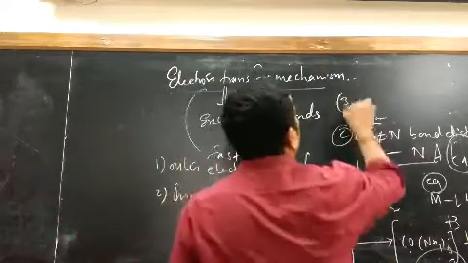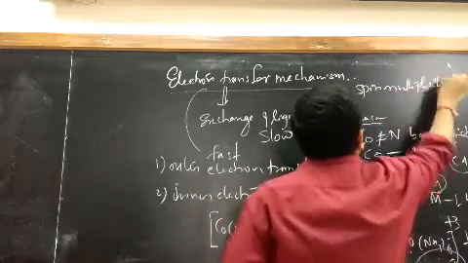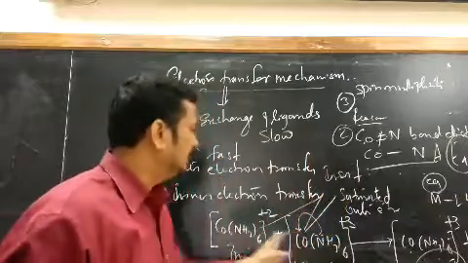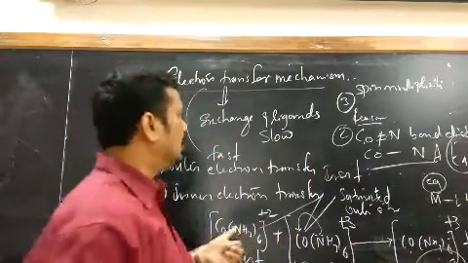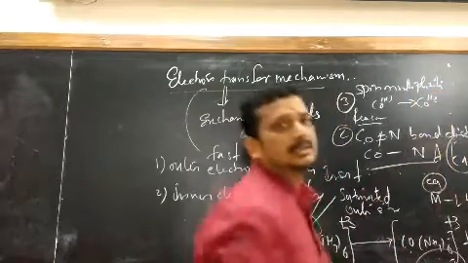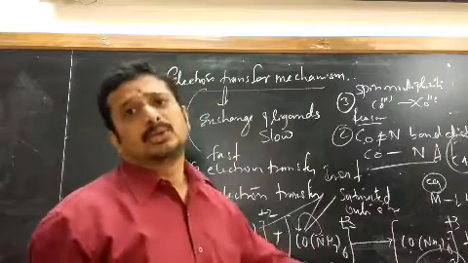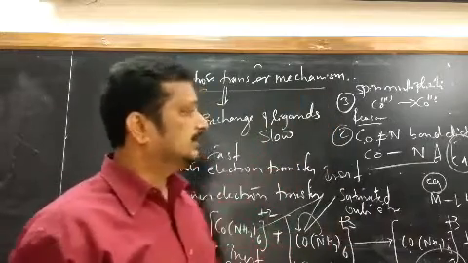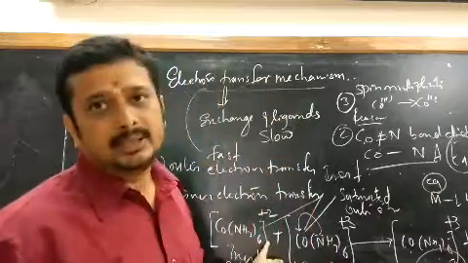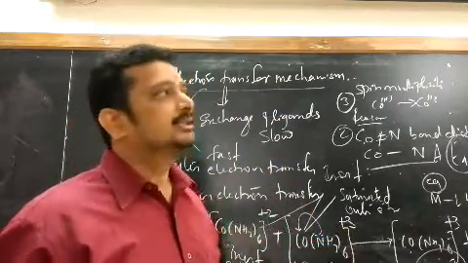And third is spin multiplicity. If you see the spin multiplicity, the spin multiplicity of the cobalt in both of these is different. The spin multiplicity of this cobalt 2 is different from cobalt 3. That also makes the reaction very slow. So these are the reasons why the outer electron transfer of this example I am telling you, that is hexaamine cobalt +2 to hexaamine cobalt +3, is slow in nature.